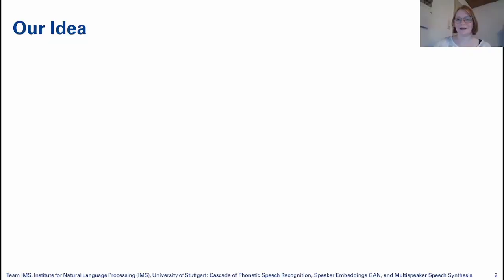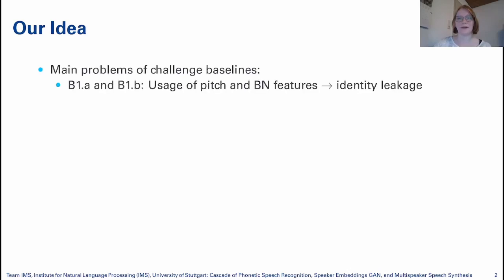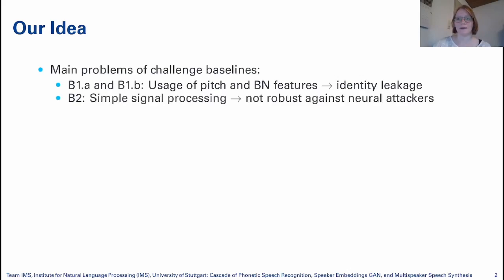Let's start with our idea. We saw some problems with the challenge baselines. The primary baselines B1A and B1B use the pitch and bottleneck features of the original audio to synthesize their anonymized ones. The problem of this is that pitch and bottleneck features contain some information about speakers that can lead to identity leakage. The secondary baseline uses a simple signal processing method, which is not really robust against the neural attackers that are used in this challenge.